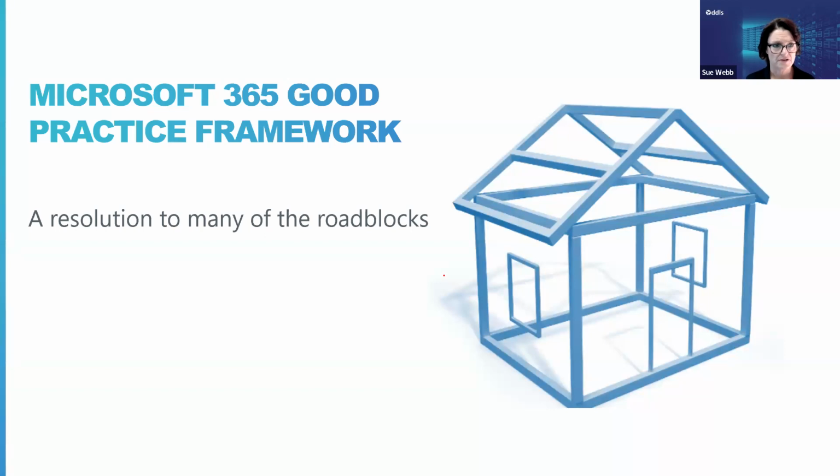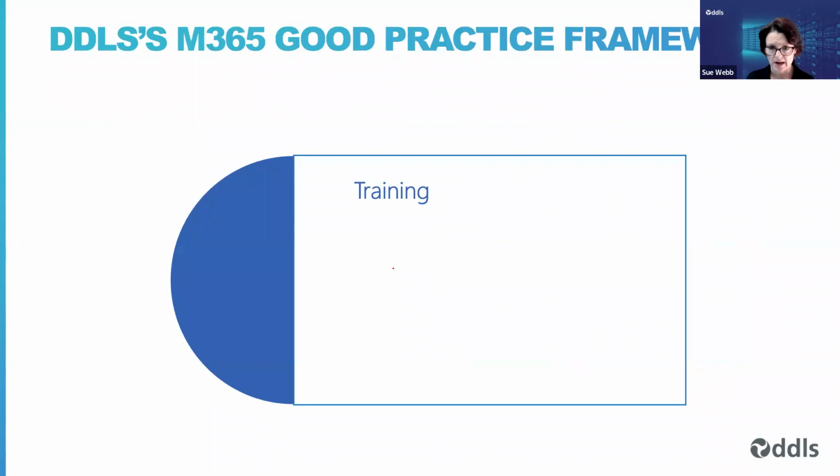So the M365 GPF, or Good Practice Framework, is, in my mind, a resolution to many of those roadblocks. So we understand that training is absolutely critical to an implementation of 365, that we cannot assume that everybody is going to magically know how to use Teams, how to use OneDrive, how to use SharePoint. So training, product training, knowing how to use the products is still core to this solution. But what we recognise is that product training on its own is not going to solve those problems. So we also need process training. We need to understand the how and the why.